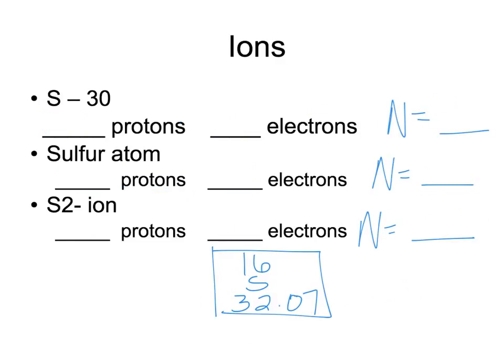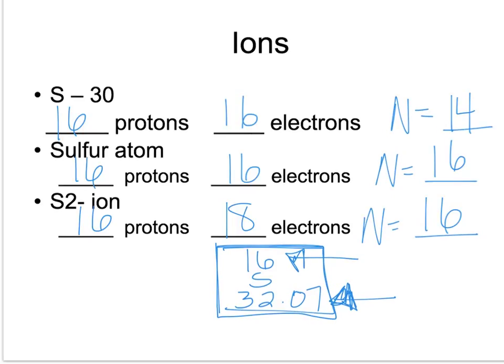Go ahead and try this one on your own. This is what sulfur looks like on the periodic table. Remember, atomic number is at the top, atomic mass is at the bottom. Pause the video and try it on your own. Check your answers to see if you did it correctly.